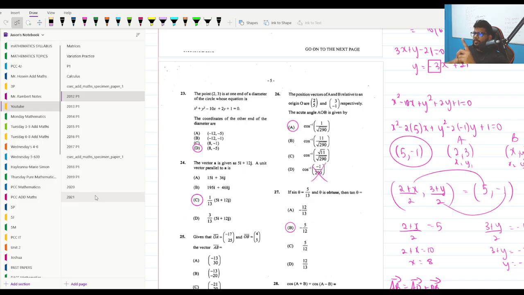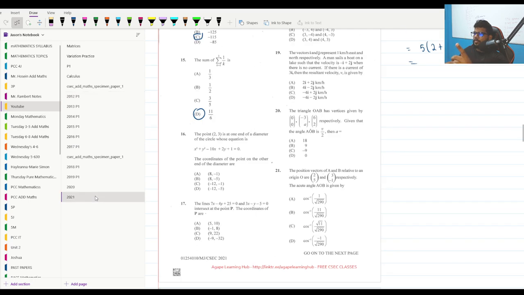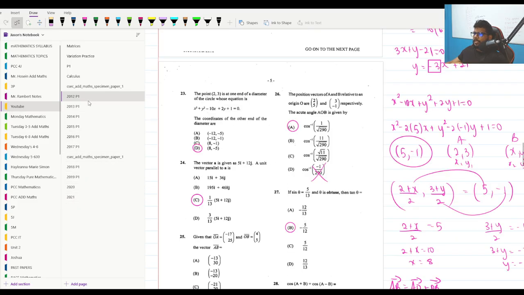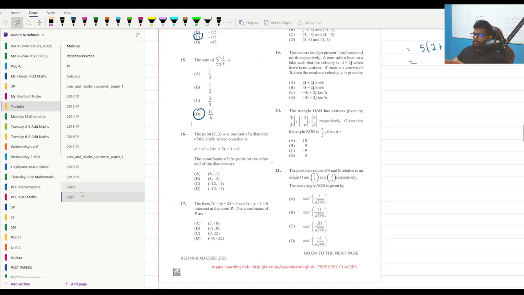X squared plus y squared minus 10x plus 2y plus 1. The answer was 8, minus 5. The answer is B, 8, minus 5. This was also another repeat question.